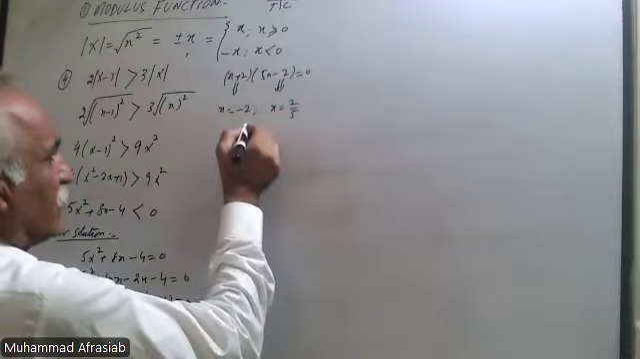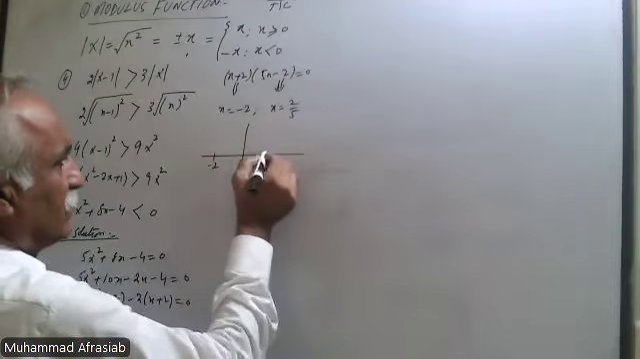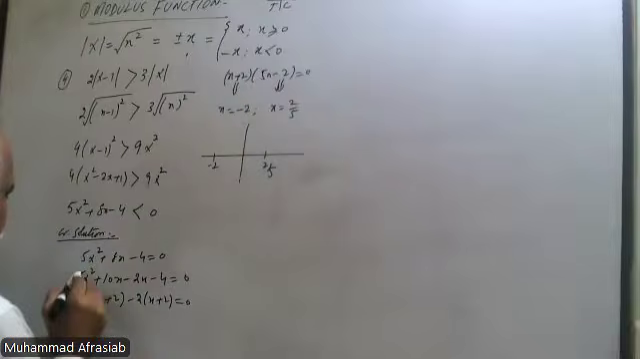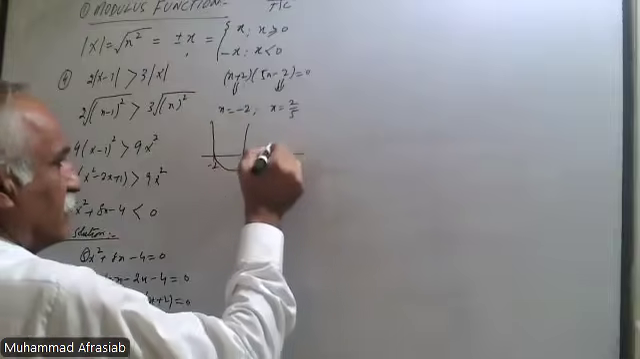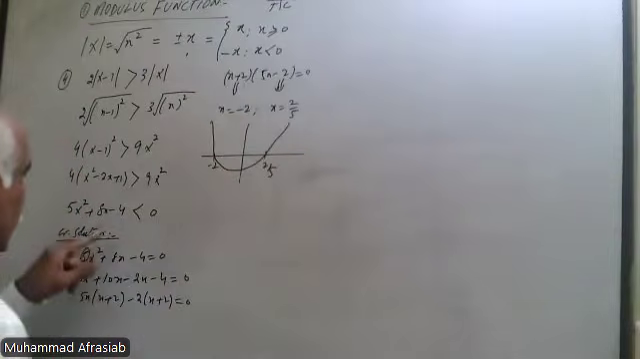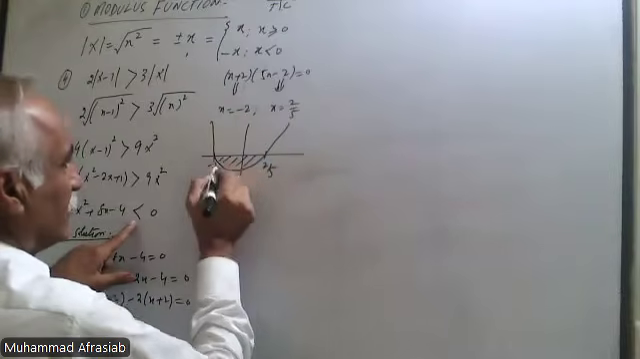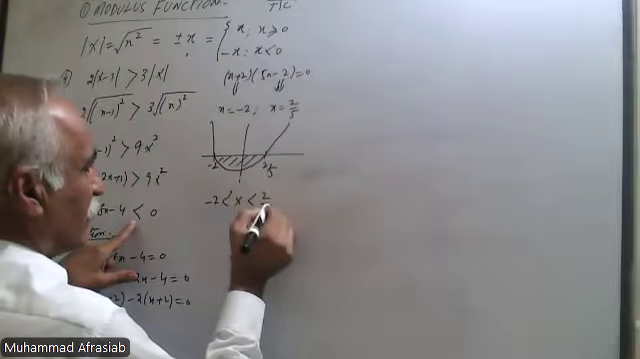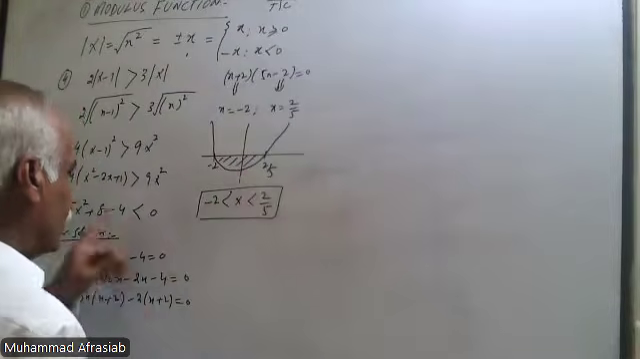We want to draw the graph of this. It should be minus 2 and 2 over 5. Since the coefficient of x square is positive, the shape will be a minimum. Since it is less than 0, this is the required region. So x should be greater than minus 2 and less than 2 by 5. This is the answer for this simple equation there.